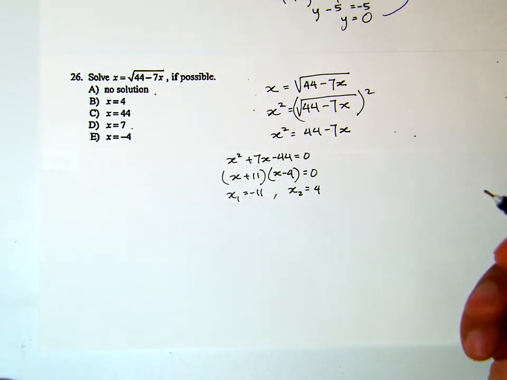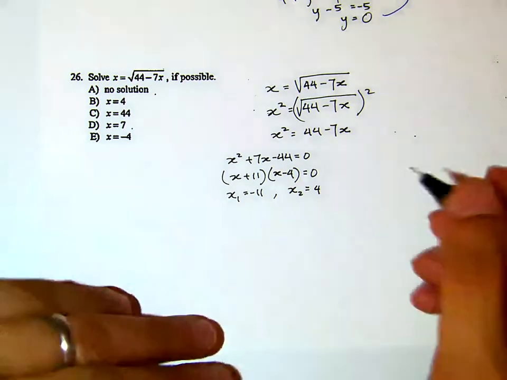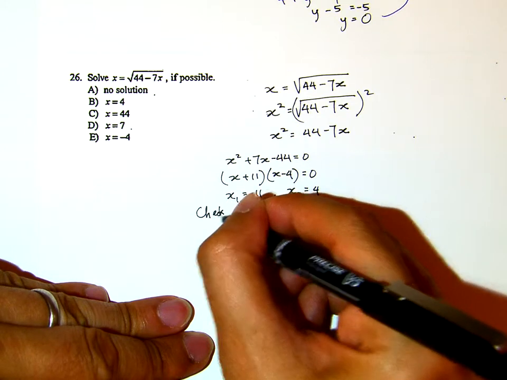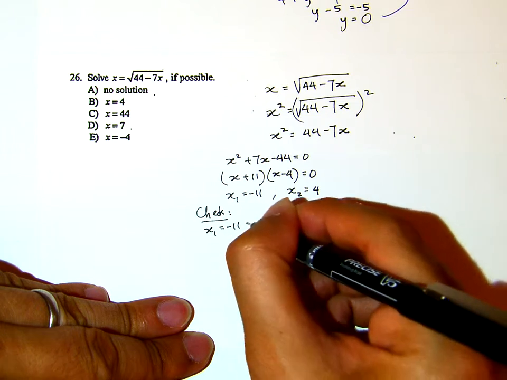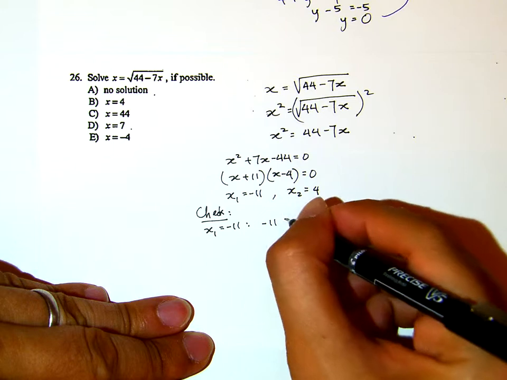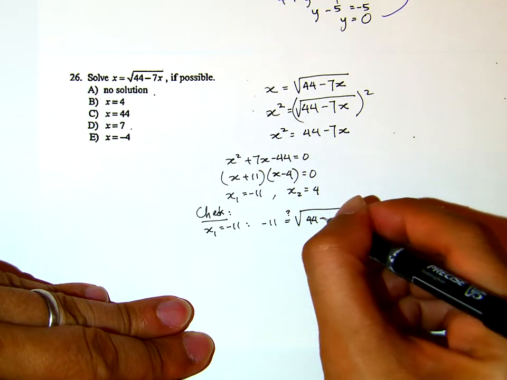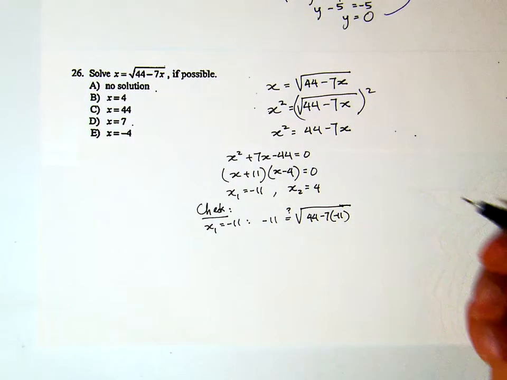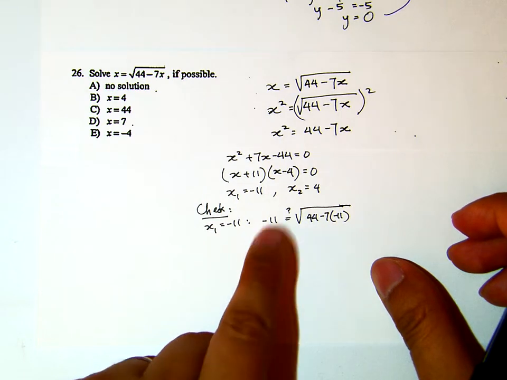Okay. Now you may wonder why we don't have both in the solution there. Let's see. That's because every time you square an equation, you need to check the solution. First, I check x1 equals -11 against the original question. Okay, -11 equals the square root of 44 minus 7 times -11. Now notice something is clear right away. The square root of anything will be positive or 0. It will not be negative.